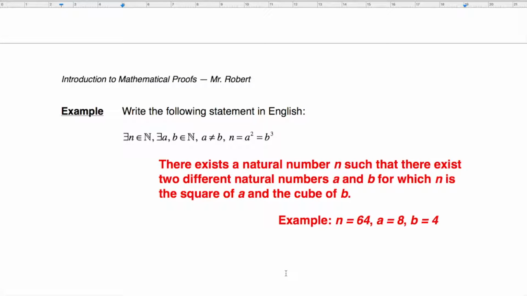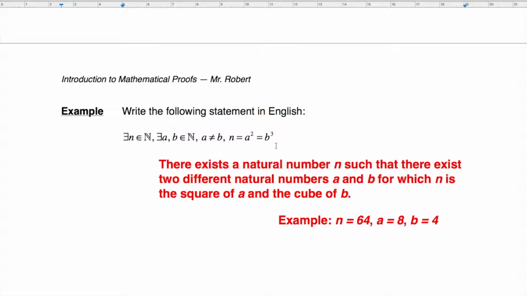Write the following statement in English. It's a long statement. Let's just read it first. There exists n in N such that there exist a and b in N, a different from b, such that n equals a squared equals b cubed.